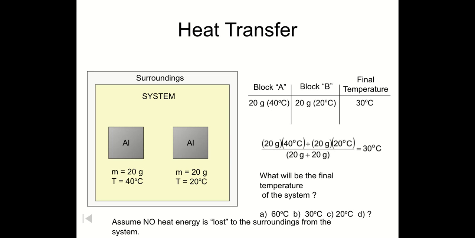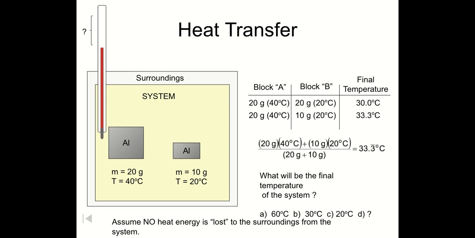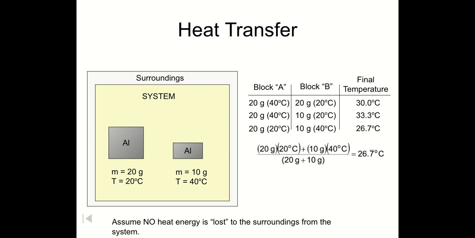In another situation where the two aluminum blocks aren't the same size, it gets a little bit more complicated, in that you basically could multiply the mass times the initial temperature, plus the mass of the other block times its initial temperature, and then divide by the total mass, and you would be able to accurately predict what the final temperature would be.